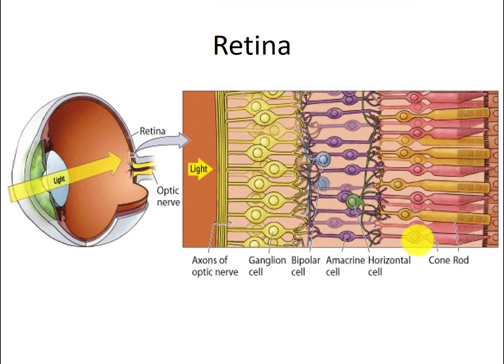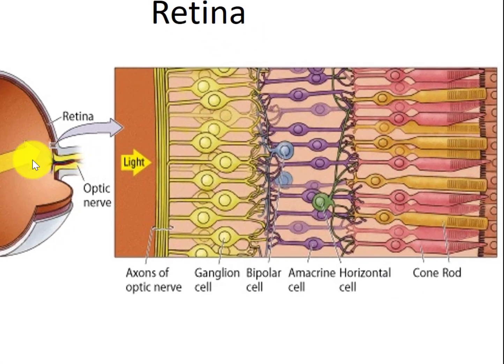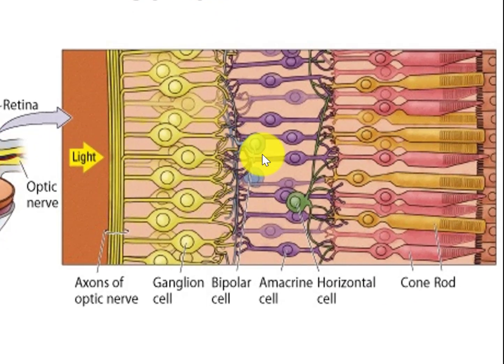Here's another view of the retina. Light is coming through, and the first thing it hits, this large tissue here, is ganglion cells. But it doesn't change the ganglion cells or how they send signals. These are the axons coming off of the ganglion cells. The axons of ganglion cells make the optic nerve, cranial nerve number 2. There are not many ganglion cells that respond to light.